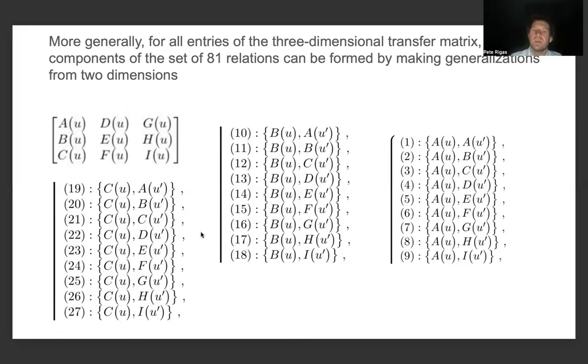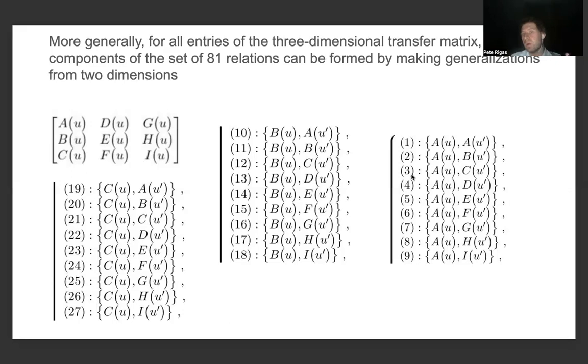In this set of relations for the B of U entry of the three-dimensional transfer matrix, we also have another relation, given by number 11, which is between B of U and B of U prime. So in every entry of the transfer matrix, there's going to appear at least one relation from the Poisson bracket that's a type of self-interaction term, given by the fact that we're going to have a U and a U prime term of the same block or the same component, whether it be ABC, DEF, or GHI.